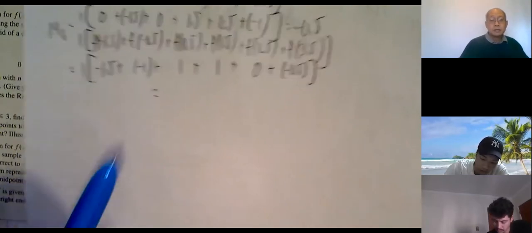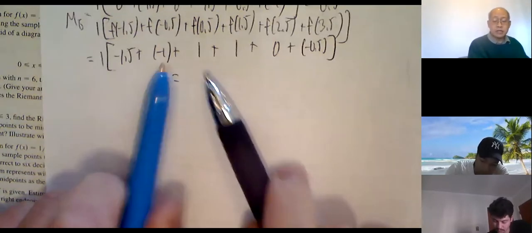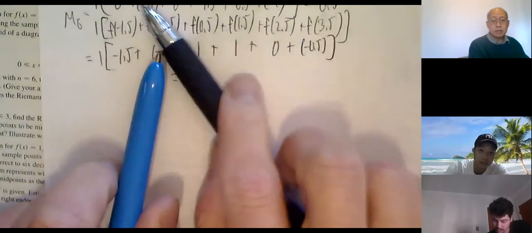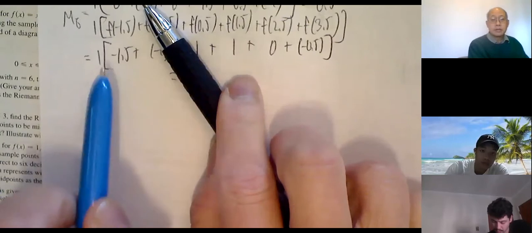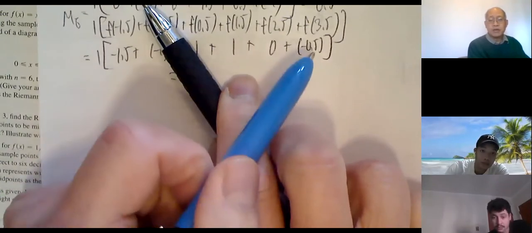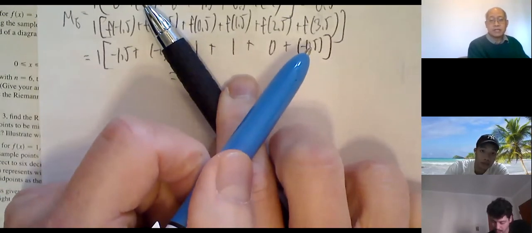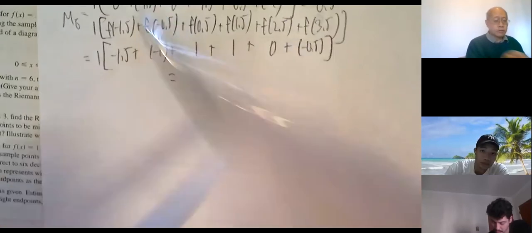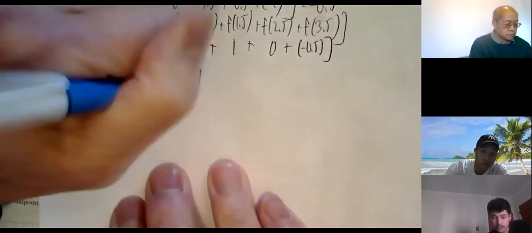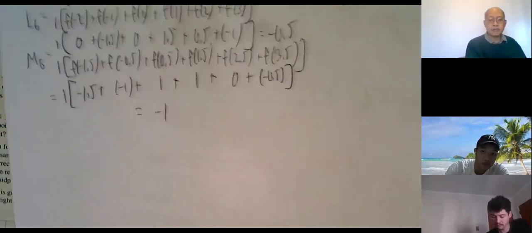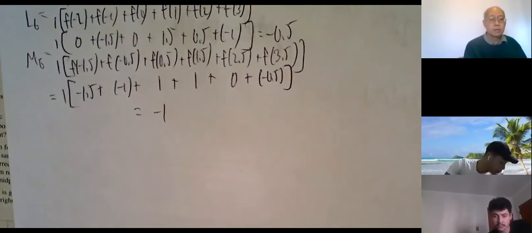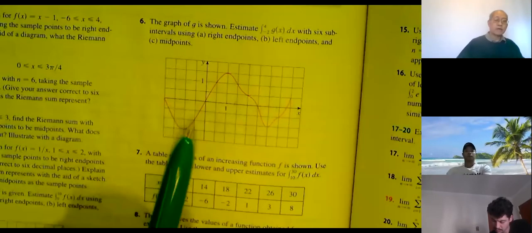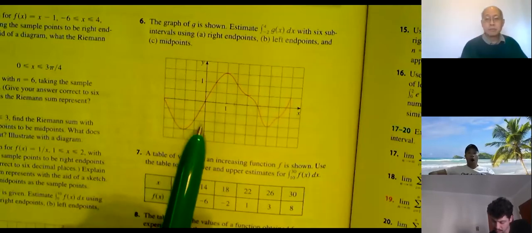Okay, so how should I do this? These two cancel out, right? Cover it up. Let's see. Okay, -1.5, -0.5, that's -2 plus 1, so -1. I'm going to say it's -1. All right, so that's using left endpoints, right endpoints, midpoints, and so on.